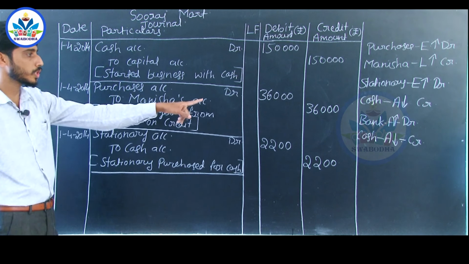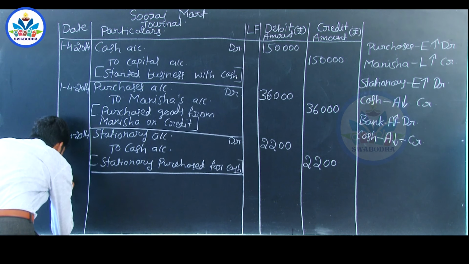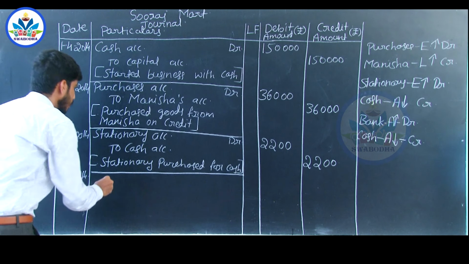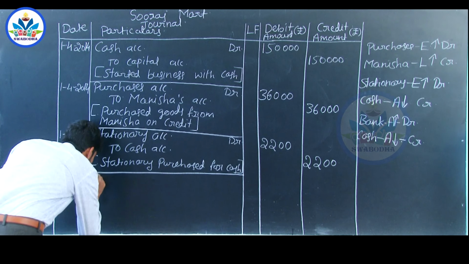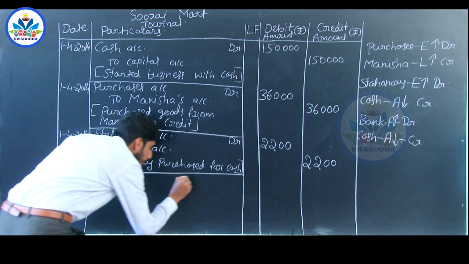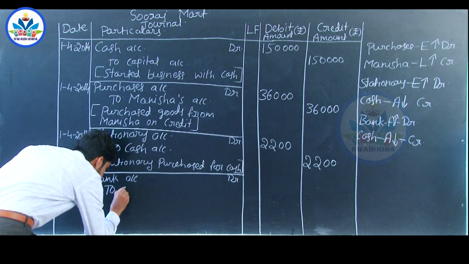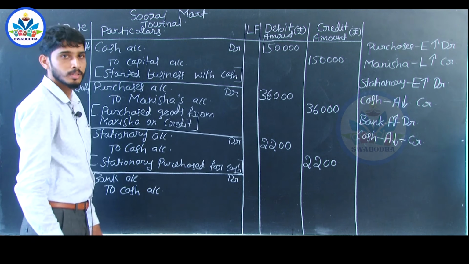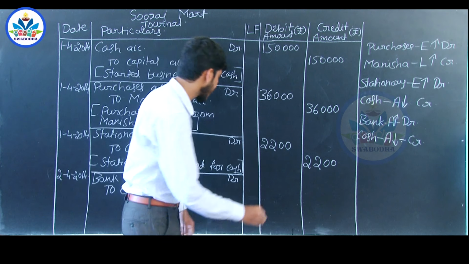Now, based on these rules, pass the journal entry 2/4/2014. The entry is bank account debited to cash account. The amount is 35,000.